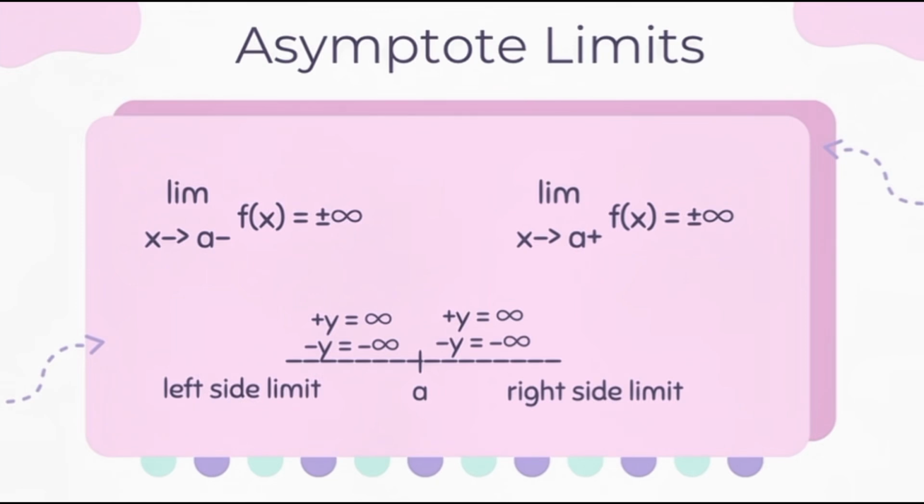Now we have asymptote limits. For the limit as x approaches a from the right side, it can either be positive or negative infinity. The way you find out is if the value of f of x or y is positive or negative. If it's positive, it will be positive infinity like this. Let's say this was the asymptote, and if it was negative, it would go this way. And then it's the same for the left side. When x approaches a from the left side, then f of x is either positive or negative infinity. Again, if it's positive, it goes up, and if it's negative, it goes down to negative infinity.